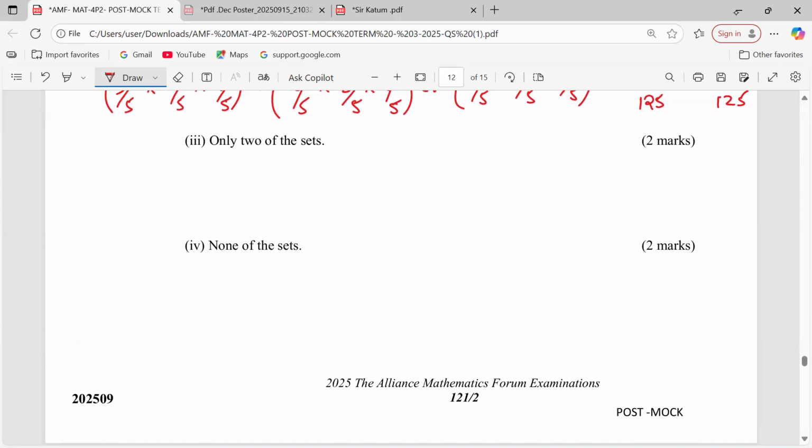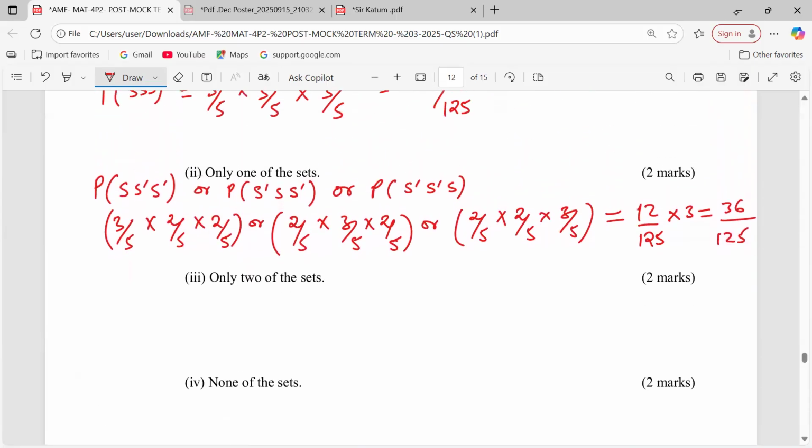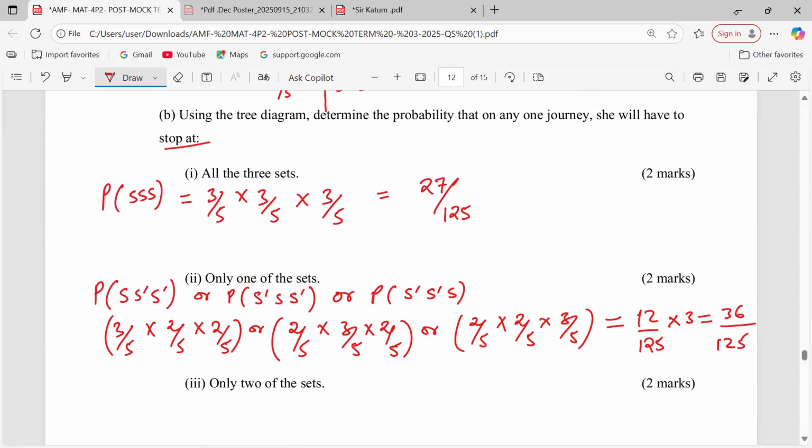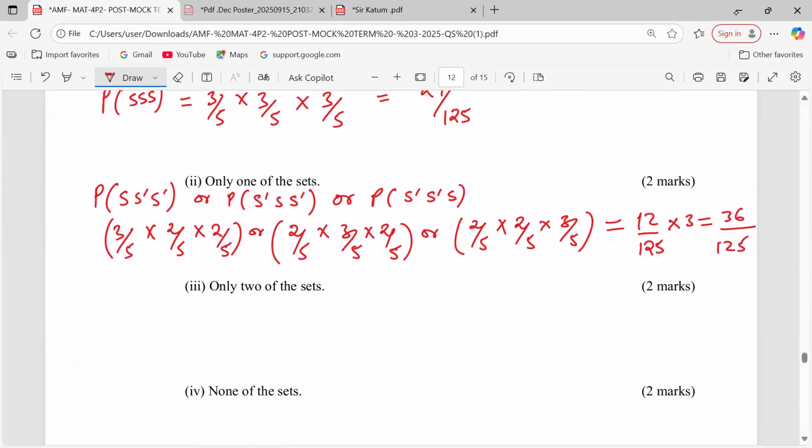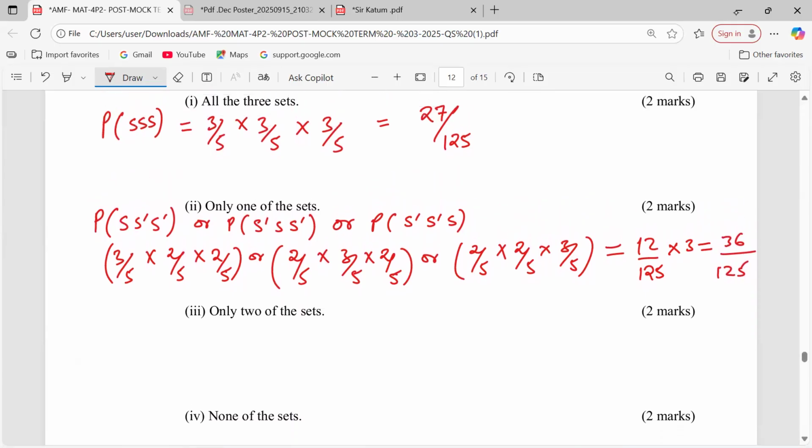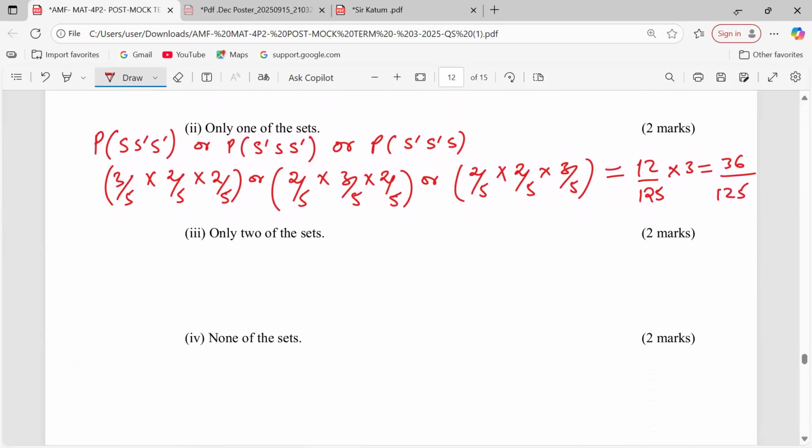Now Roman 3: the probability that she will have to stop at only 2. Stopping at only 2, again, we have to check what we are doing there. Stopping at any 2 means probability she can stop in the first 2, but not stop in the last, or probability stop in the first, pass in the second, and stop there, or probability we can have her failing to stop, but now stopping in the other 2.